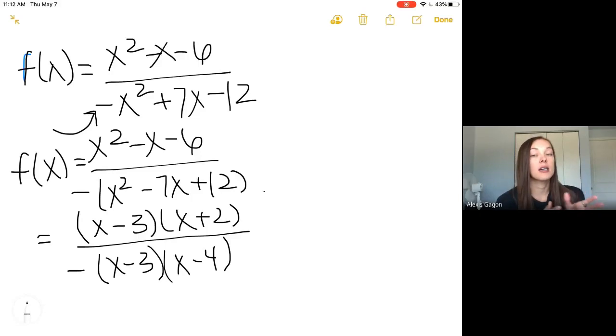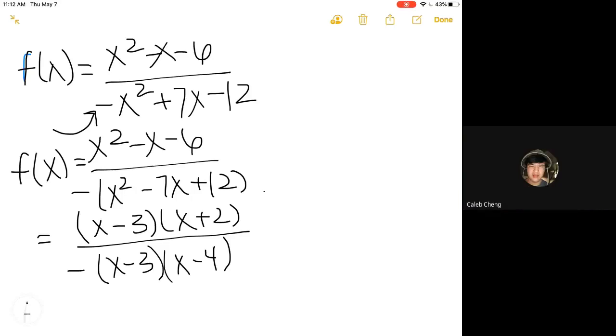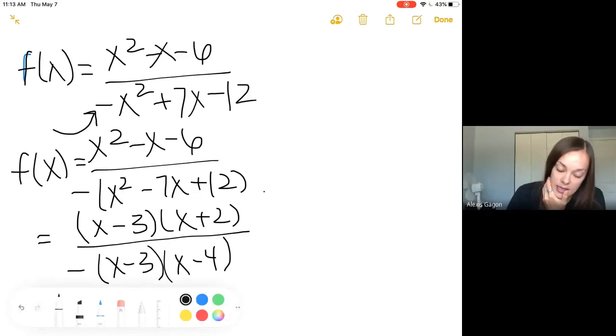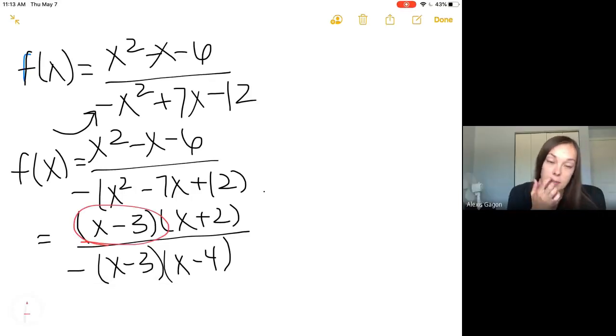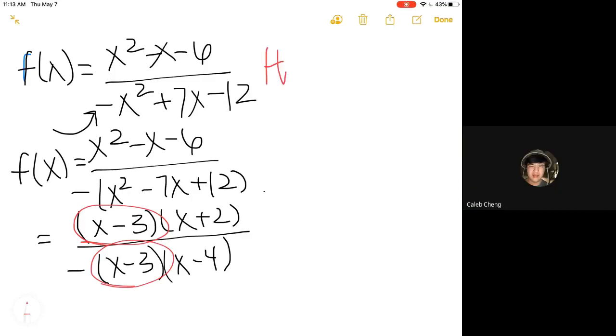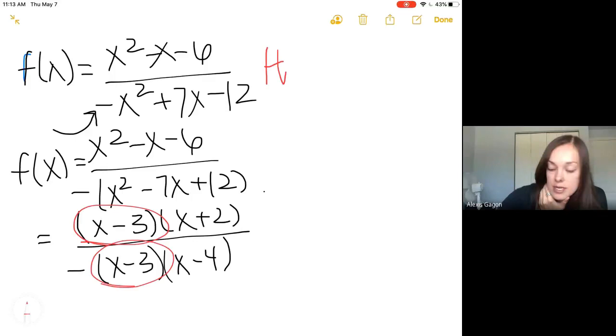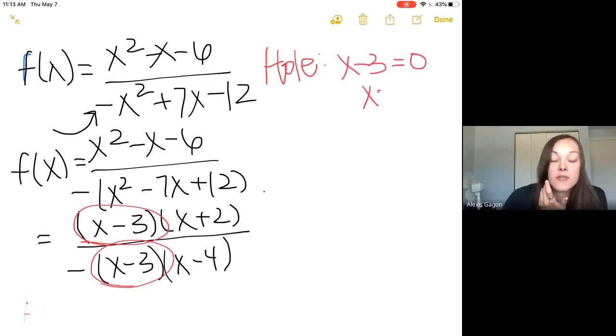There is a good chance that, I'm pretty sure, there is a lot that pop up where there's no hole. So if nothing factors, then there's no hole, and you just leave it in its simplified version. But here we do have stuff that cancels. We have this x minus 3. So then for the hole, I'm just going to set x minus 3 equal to 0, which means that x equals positive 3.